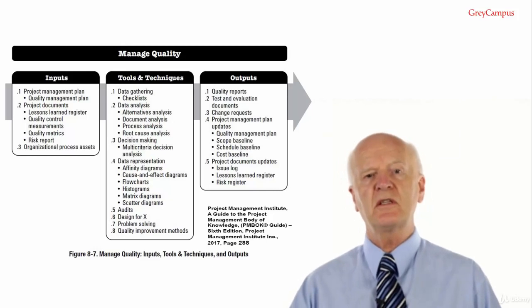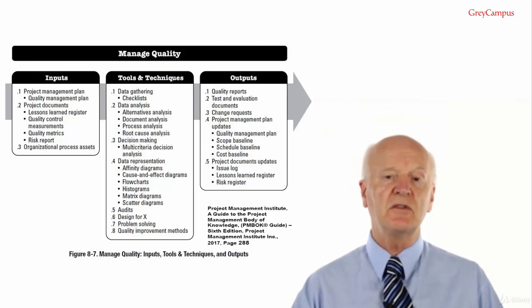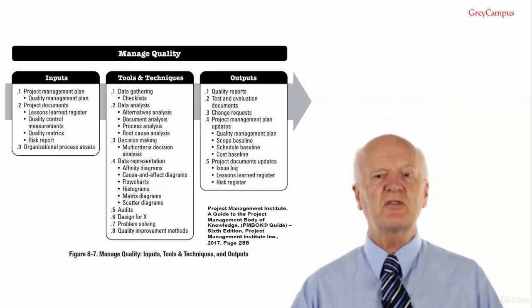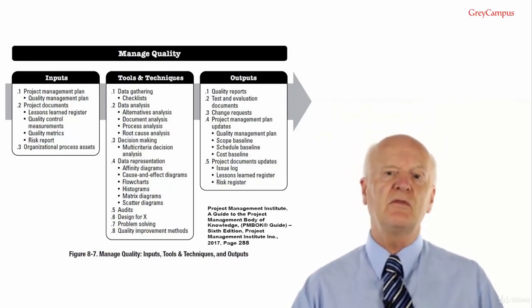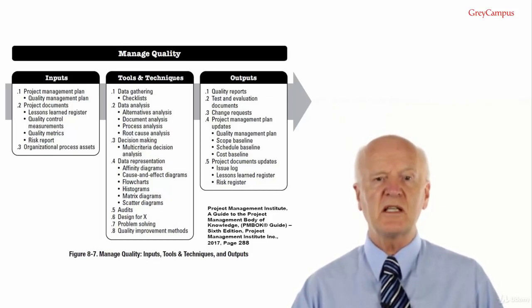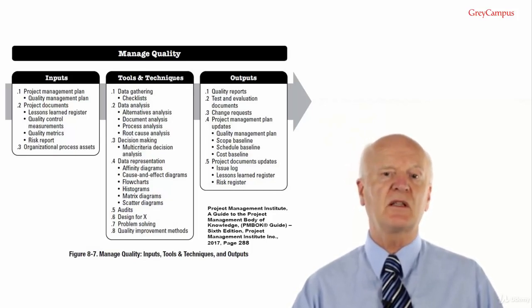Managed quality tools and techniques. Number 1, data gathering. The ones that can be used for this process include checklists. A checklist is a structured tool, usually component specific, used to verify that a set of required steps has been performed or to check if a list of requirements has been satisfied.